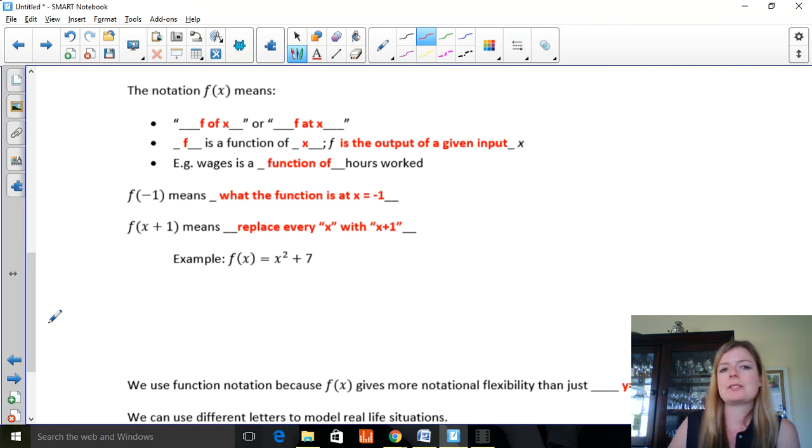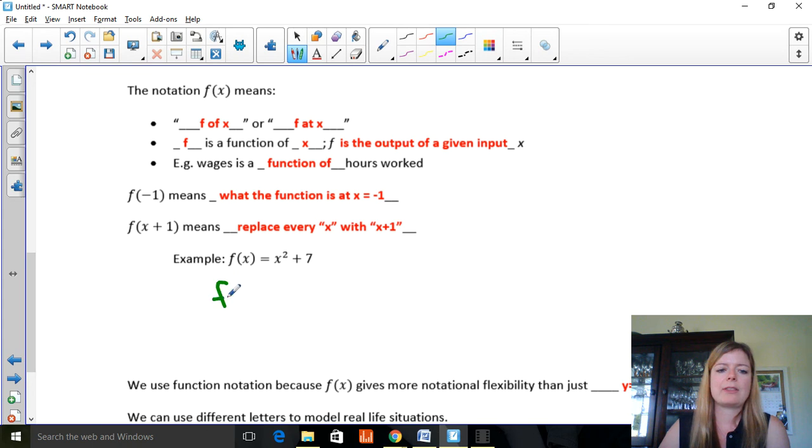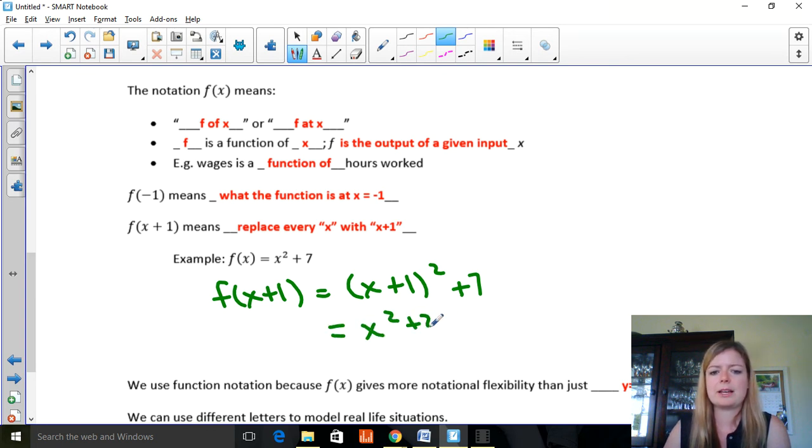F at x plus 1, though, is something a bit different. That means that you're going to be replacing every x with an x plus 1. So now instead of the input being x, where here we say f at x is x squared plus 1, where the input is x, now I want the input to be x plus 1. So instead of an x here, I'm going to put an x plus 1. Okay, and then I can either just leave it like that, or if it says to simplify, then I would expand this to x squared plus 2x plus 1 plus 7, which is x squared plus 2x plus 8. All right.